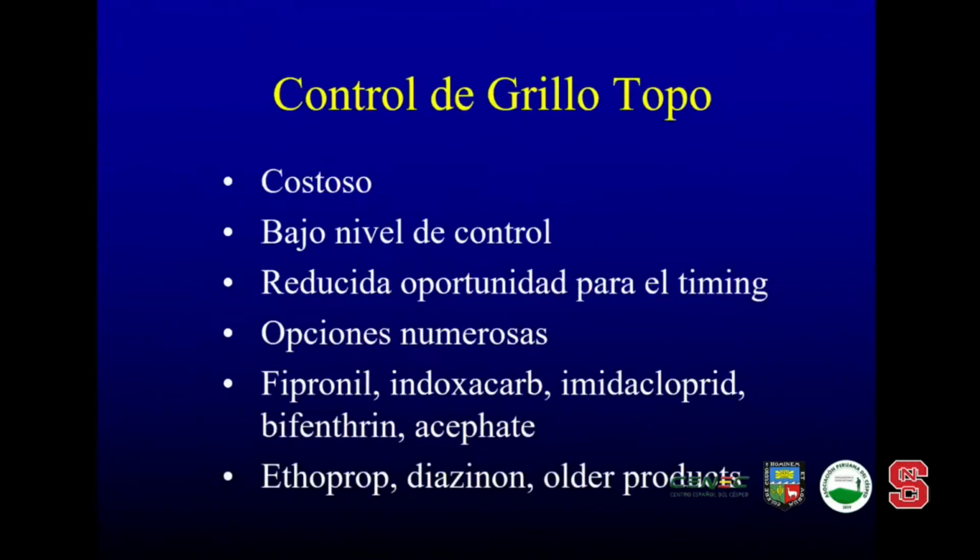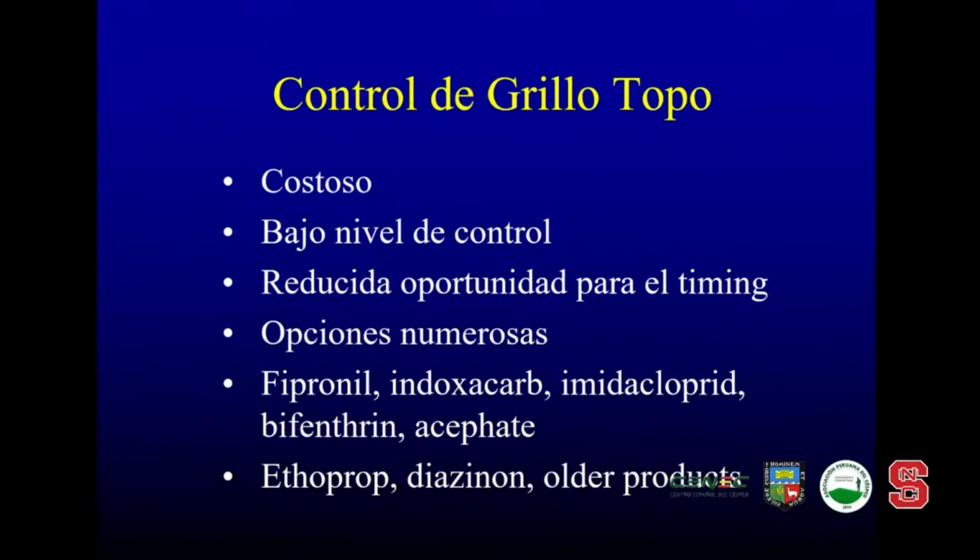And so, you want to do the best job. You want to keep the cost to a minimum. You really want to take advantage of the timing and control them when they're small. And there are a lot of good products. Fipronil is still the best product we have. But products like Indoxacarb, imidacloprid, these can be used at egg laying, at egg hatch, and they will also work very well.